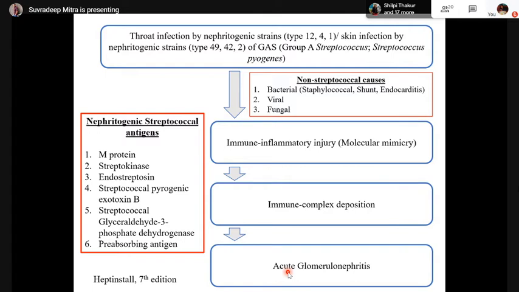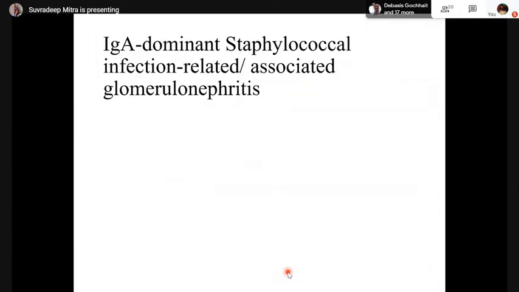In fact, in the nomenclature also I have highlighted that. Also, shunt endocarditis, the shunt associated glomerulonephritis, infectious endocarditis associated GN, staphylococcal associated GN, these are also post-infectious kind of glomerulonephritis. Now, when we say that this is a post-infectious acute glomerulonephritis, we assume that the infection is not active in the host.